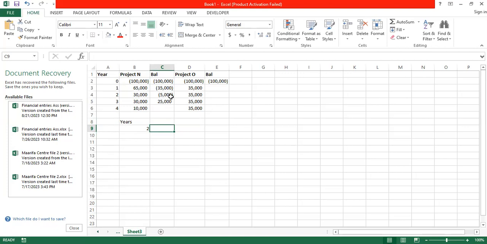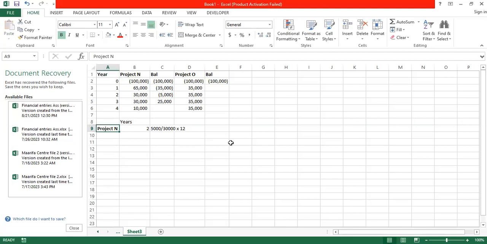We only need 5,000 out of that 30,000. So which means you are going to divide your 5,000, which is what you need there, which is what is outstanding, by your 30,000, and then you want to multiply that by, say, 12 months, if you want to get it in terms of your months. Right. So let's say this is our project N. We take that and put it there as our project N.